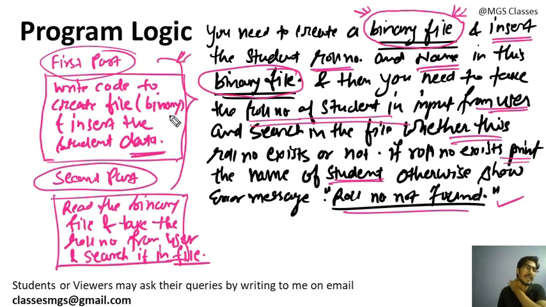We are going to write two Python files. One Python file will create a binary file, and we will take the student roll number and name of some students, let's suppose 5 students, from the user and insert them into the binary file. In the second program, we will read this created binary file and take the roll number of any student as input, and then search in this binary file. If the roll number is found, we will print the name of the student. Otherwise we will print a message like roll number not found, please try again.